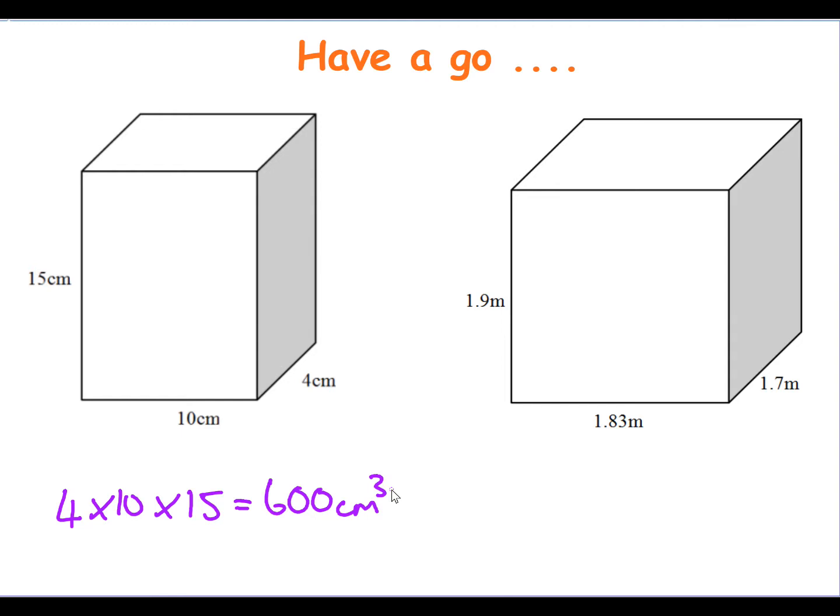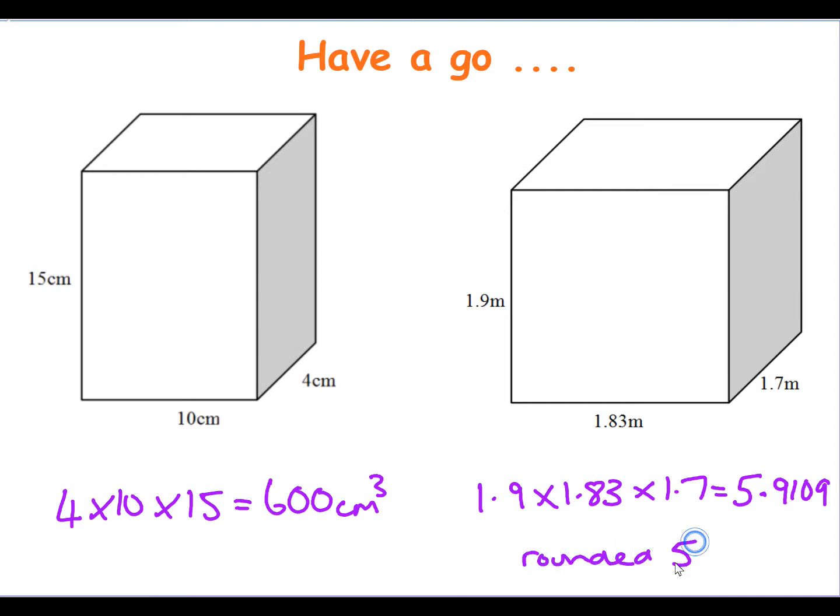The one on the right is slightly more complicated, and you'll need your calculator. Write down exactly what's on your calculator first, and then if they ask you to round it, or you want to round it yourself, just write rounded to 5.9 meters cubed.